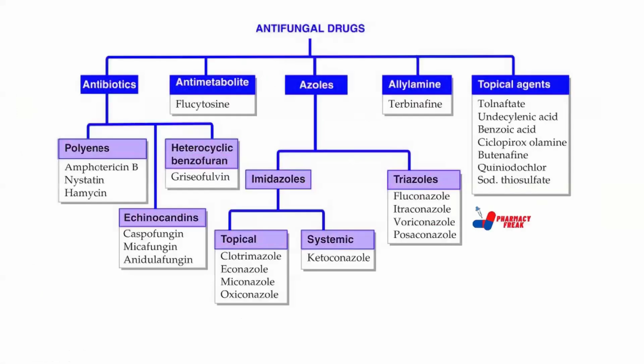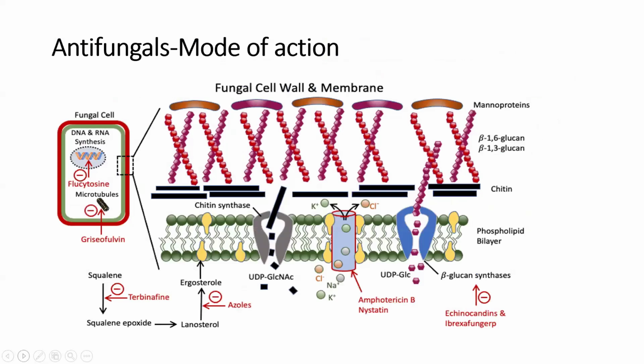Antifungals. So there are different groups of antifungals: polyenes, then echinocandins, then heterocyclic benzofuran, and the azole group, which contains imidazoles and triazoles, then allylamines like terbinafine, and there are topical agents. So we'll discuss further about these classes with their actions.